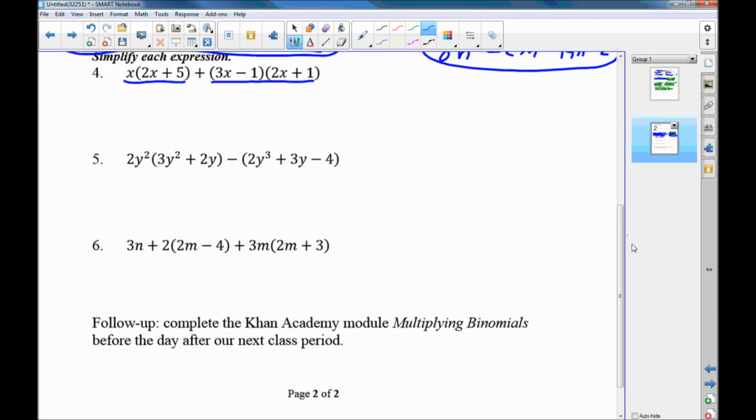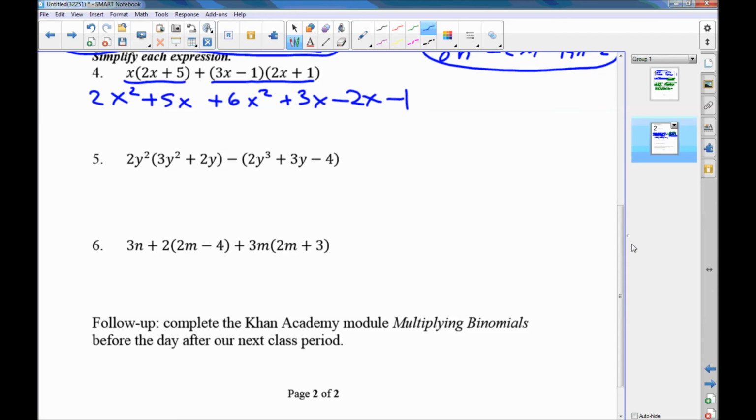So over here, I'll distribute the x, and I get 2x squared plus 5x. This one's two binomials, so I'm going to go ahead and do the FOIL method. So 3x times 2x will make 6x squared, and it's really a plus of that. And then 3x times 1 will make plus 3x. And then negative 1 times positive 2x will make minus 2x, and negative 1 times positive 1 will make minus 1.